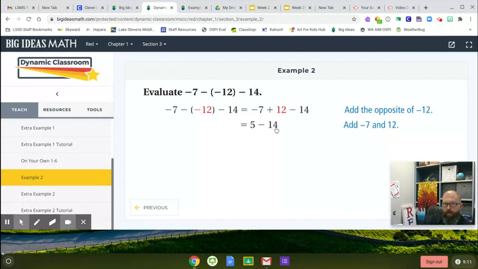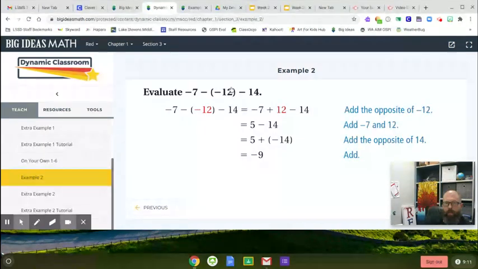And I end up with 5 minus 14. Now I have this last step here. I'm going to add the opposite, plus -14, and you end up with -9. So just breaking it down into two different steps. Just like the last example 1, break it down into this one. Once you get your answer, then you have that answer minus 14. You should be good to go.